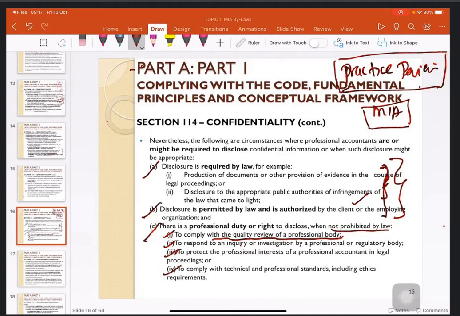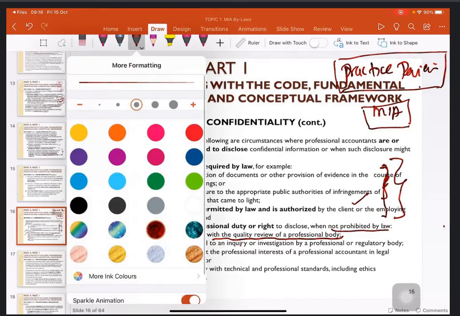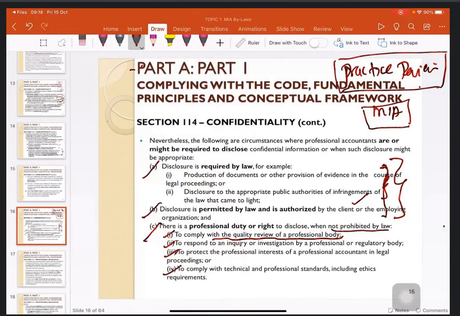Okay, dia akan buat spot check lah, okay, to ensure that the audit firm, when they conduct the audit, they fulfill the MIA punya requirements. Okay, and then they want to ensure that bila audit firm conduct the audit, they need to maintain certain quality of audit. Okay, so under that situation, you boleh disclose the information kepada MIA under practice review. Any question class pasal practice review?